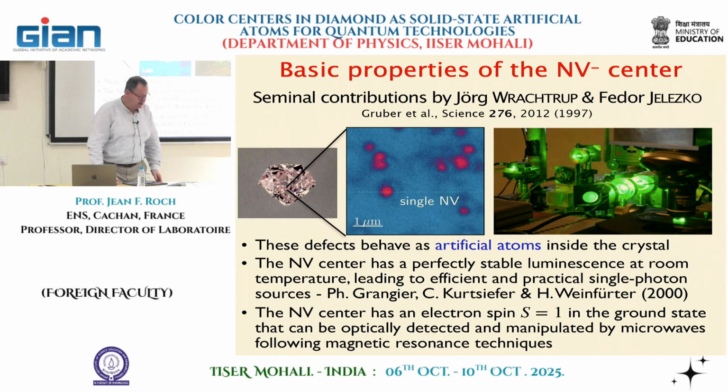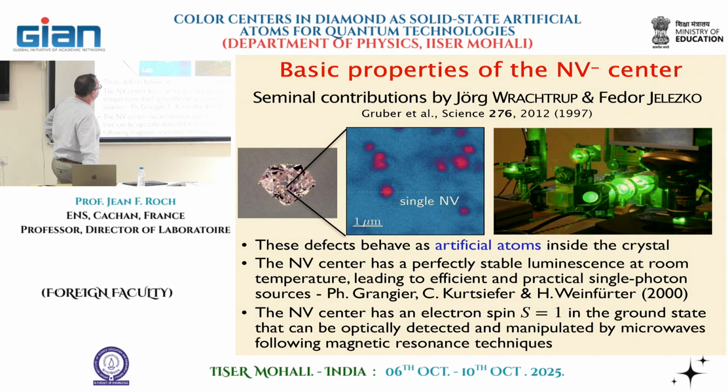And so, the basic properties of the NV centers: most of the seminal, pioneering work was done by Jörg Wrachtrup in Stuttgart and Fedor Jelezko, working with him at that time, and now professor in Ulm. Basically, they investigated these NV centers. When the NV centers exist in a large concentration, they give the diamond a very nice pink color, as you see here.